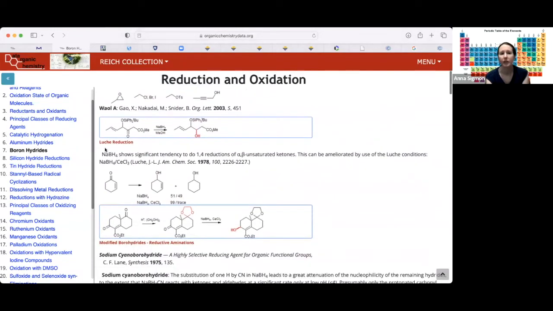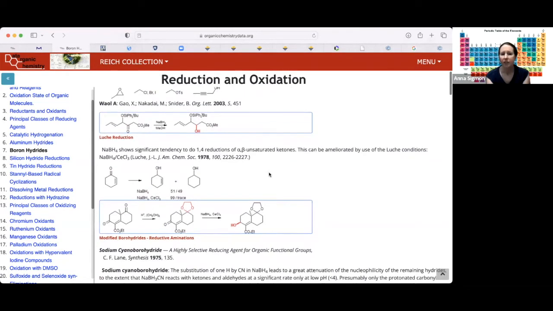So if we look at this Luche reduction, we have a cyclohexenone. So it has an alkene and a carbonyl. And when they use sodium borohydride, they get a mixture of those 2 products. But when they add cerium chloride, they only get reduction of the carbonyl. And that is a famous reaction called the Luche reaction. So go in here, search for yourself, find something, and discuss it in the chat.